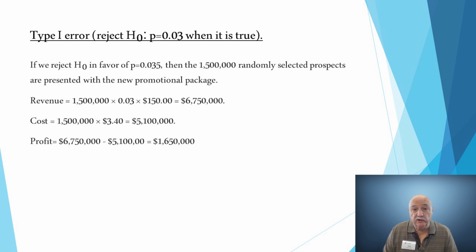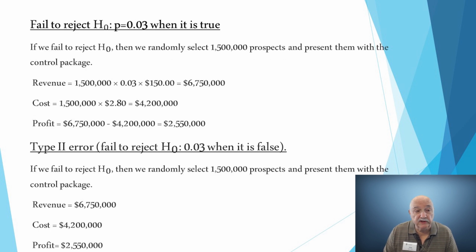Now, I am going to summarize all of this in a table after we go through each scenario. So let us move to the next one. Suppose we fail to reject the null hypothesis, 3% pull, when it is actually true. Now, we've made a correct decision here. So if we fail to reject the null hypothesis, we're going to randomly select the 1.5 million prospects, and we're going to present them with the control package.